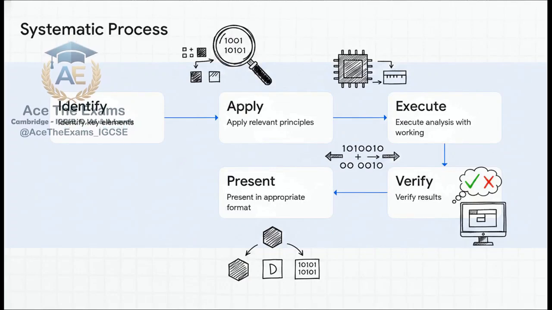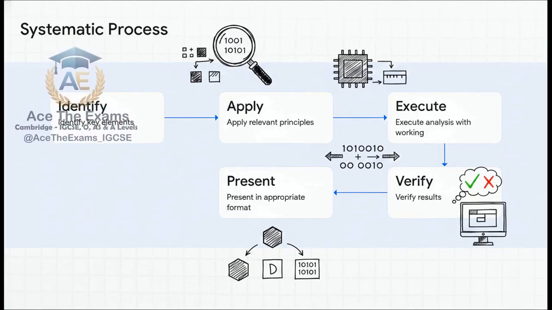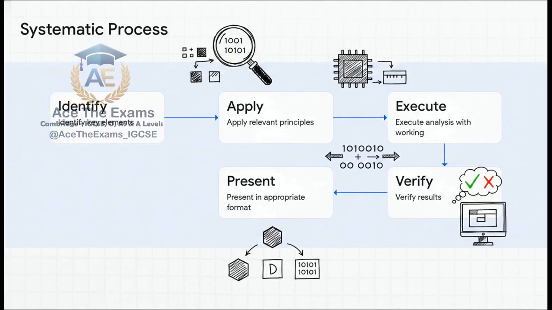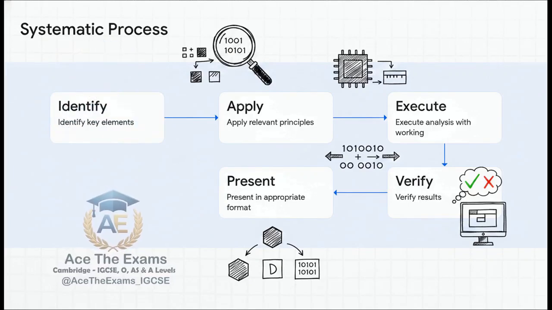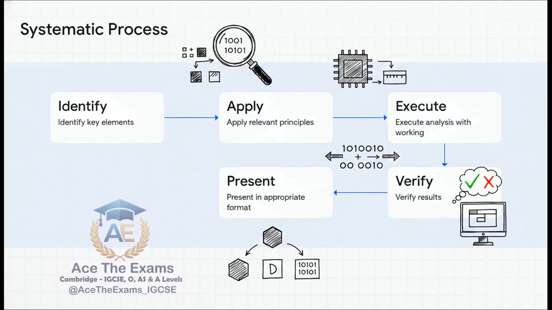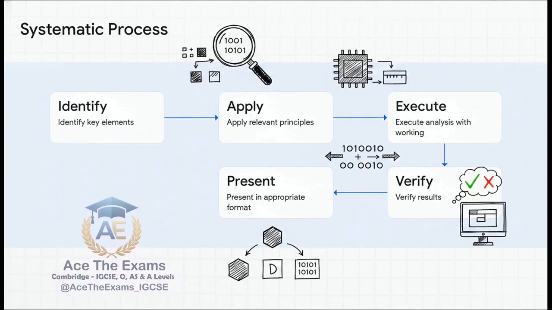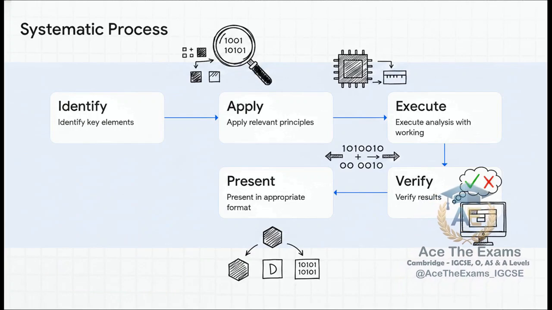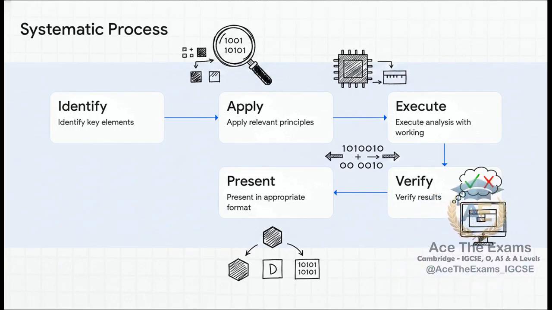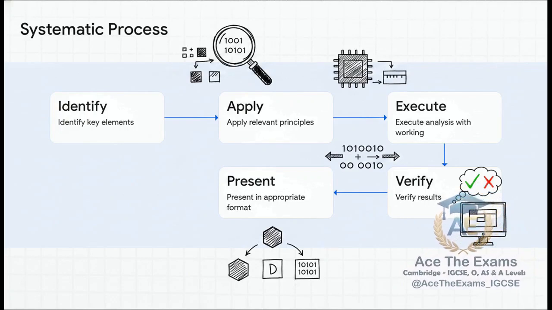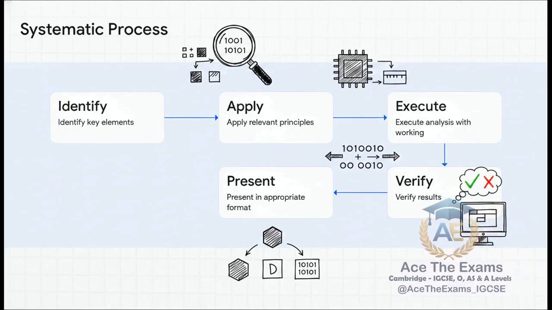Let's apply this exact systematic processing sequence directly to extracting data from binary representations. First up, you identify the key elements. You look at it and ask, where is the opcode? Where is the operand? Second, you apply the relevant principles. How does the PC handle direct addressing versus index addressing? Third, you execute the analysis with incredibly clear working. Show the examiner the binary addition, show the bit shifts, leave nothing to the imagination. Fourth, verify your results. Take a step back and ask, does this final address actually make logical sense within the bounds of the memory provided? Finally, present it in the appropriate format requested by the question, whether that's hex, denary, or binary. This processing sequence is your ultimate safety net in the exam.